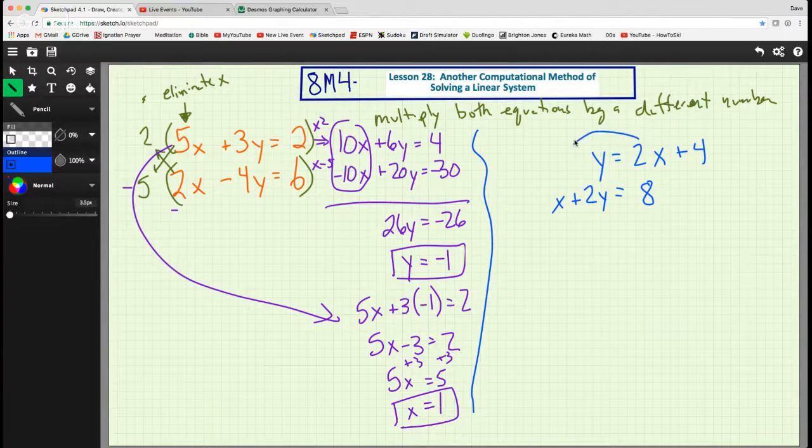So I need to get my x's and my y's all in the same spot. So on this top one, I'm going to get my x's and y's on the left, and my constant on the right. So watch how I do that. So we're going to take our y equals 2x plus 4. I'm going to subtract 2x from both sides. 2x plus y equals 4.